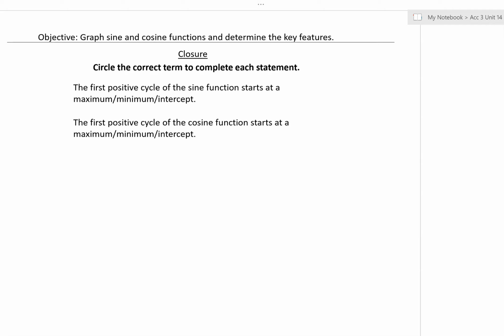So here I want you to think about, where does the sine function start? Does the sine function start at a maximum, a minimum, or an intercept? And by intercept here, we mean a midline point. And for cosine, does cosine start at a maximum, minimum, or an intercept, which also means a midline point? All right, so try these two closure statements.